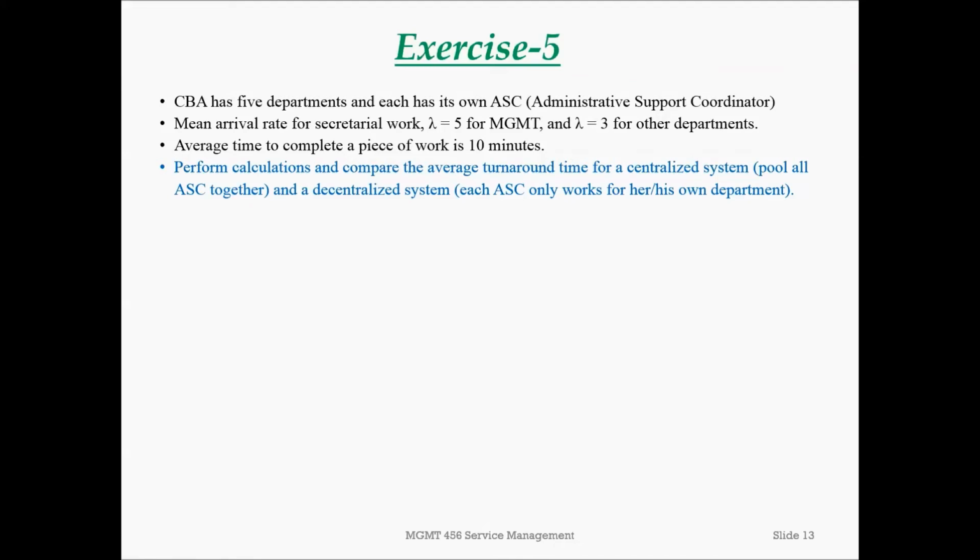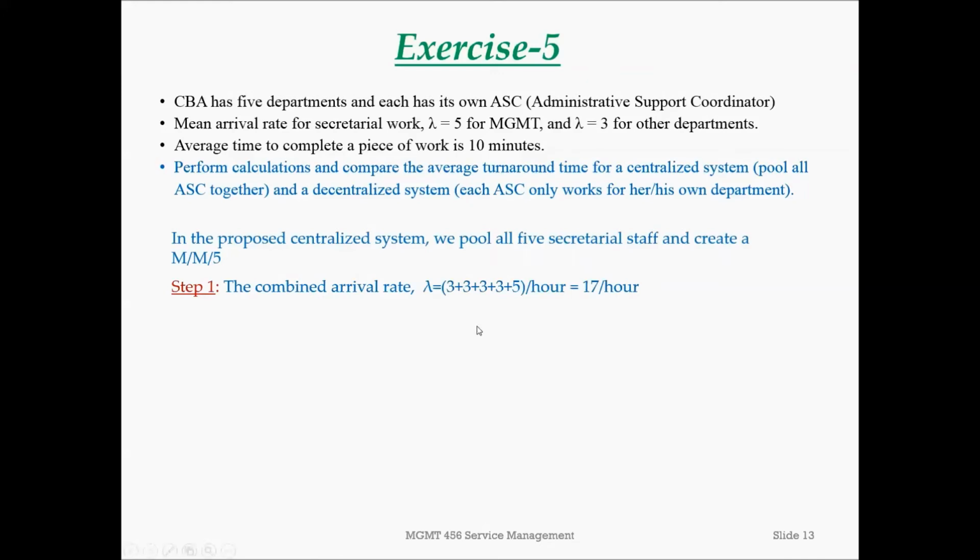Again, it takes 4 different steps. Step 1 is to identify lambda and mu. For the new system, the combined arrival rate lambda is adding all the lambdas together. It's 3 plus 3 plus 3 plus 3 plus 5, so that gives us 17 per hour. What is mu? Mu is the same as in the previous slide, 6 per hour. Lambda is 17 per hour. That is step 1.